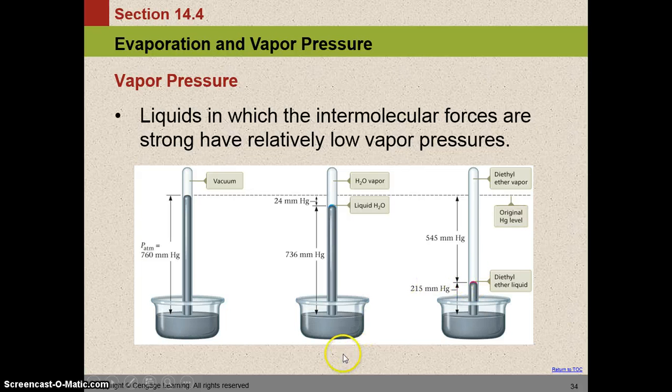So we're going to see this when we do the lab. We're going to check the vapor pressures of various substances and see how quickly they evaporate and which ones are more volatile and less volatile, and compare their molecular mass and the intermolecular forces as well.